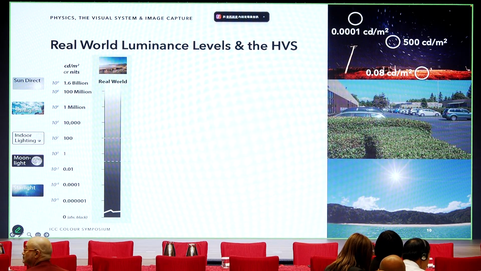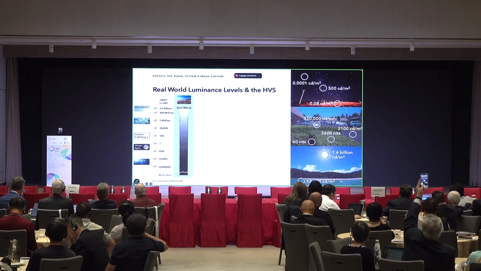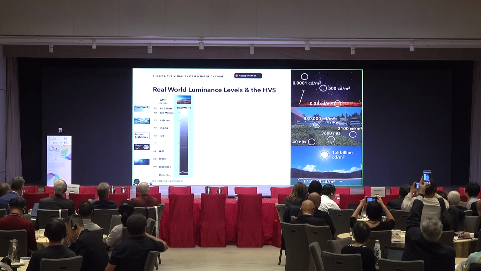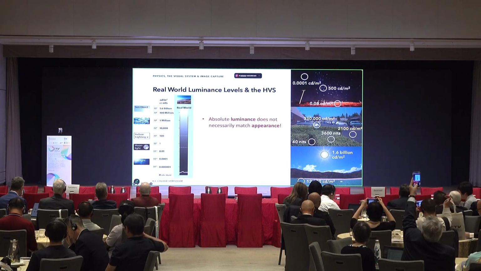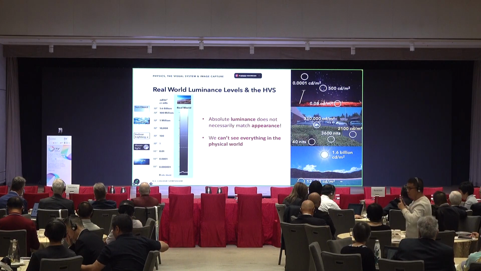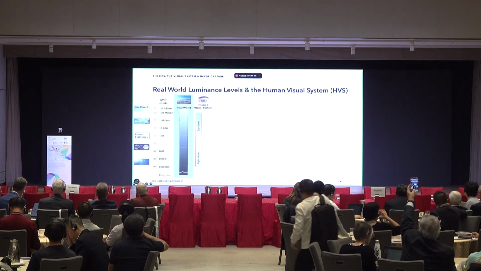And here are some examples, just click through them. Going from the nighttime sky, you get really low luminances, like from 0.001. Click again, and click again. So you can see that the luminance levels rise all the way from really low levels when you have the deep sky at night, all the way to the 1.6 billion nits when you measure the sun. So absolute luminance does not necessarily match appearance, and this is a very important differentiation. And we can't see everything in the physical world, which we will see in a moment.